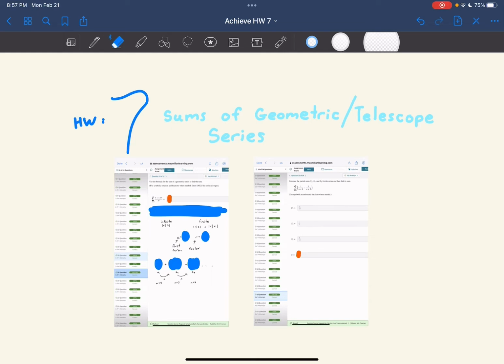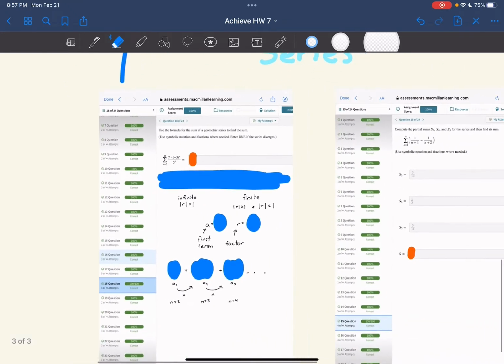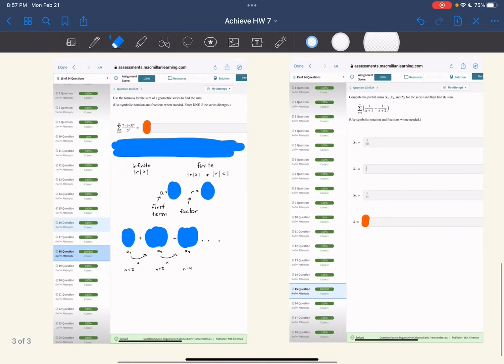Pretty much this is going to be homework 7, and we're going to talk about sums of geometric and telescoping series. I have 2 problems here from the homework that I'm going to explain, and hopefully you understand why after all of this.